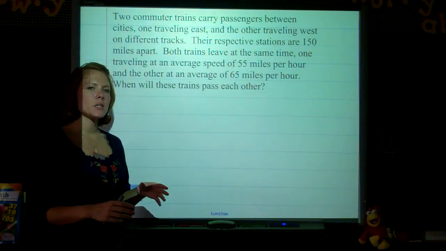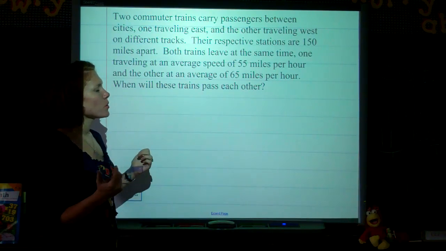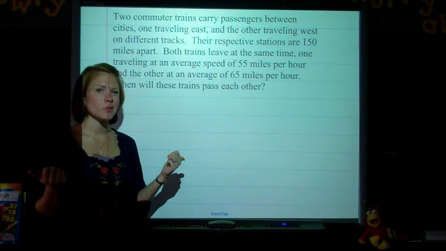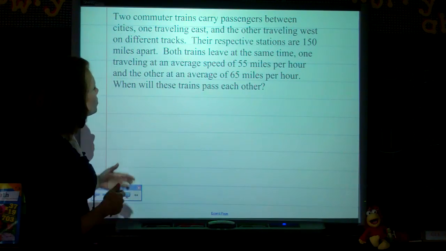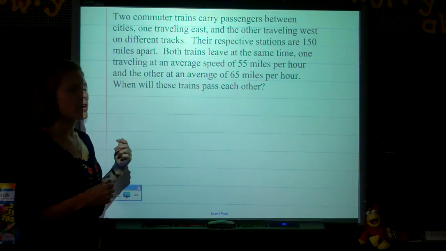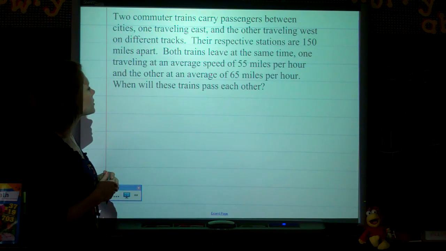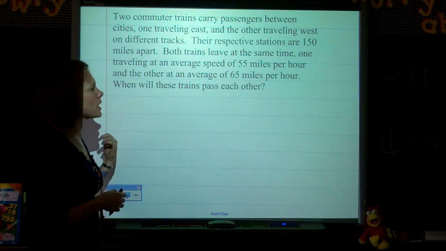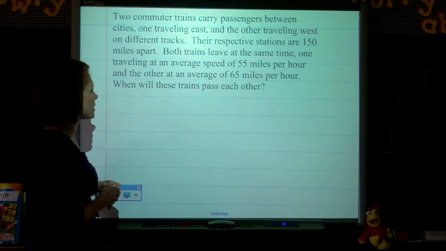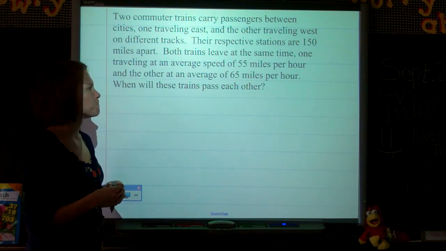One more problem. This time I have two objects moving in opposite directions. So I actually want to find out when the distance between them is 150. The two commuter trains are carrying passengers between cities. One's traveling east and the other's west. Their respective stations are 150 miles apart. Both trains leave at the same time, one traveling at 55 miles an hour and the other at 65 miles an hour. When will these trains pass each other?